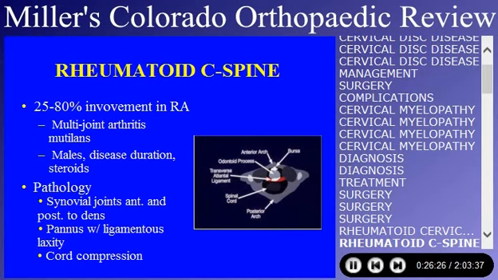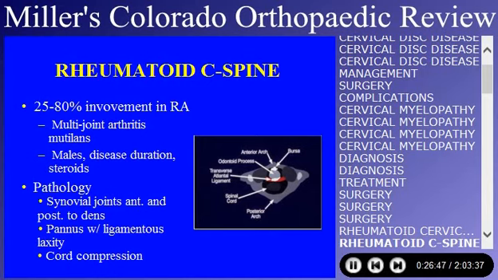hip replacement, let's say. The risk factors or the correlative factors include patients with multi-joint arthritis mutilans. Males have a higher risk of cervical involvement, the duration of the disease, and the use of steroids, although the use of steroids probably just is a reflection of the other things. The steroids probably don't do anything to the cervical spine.